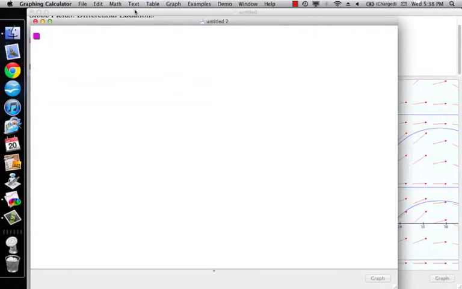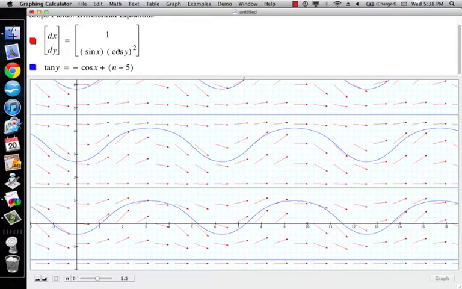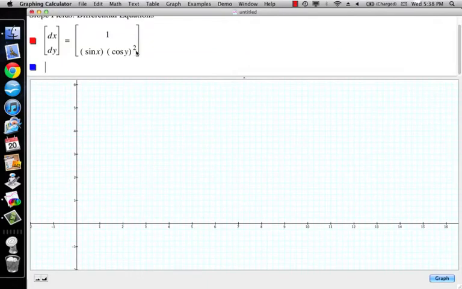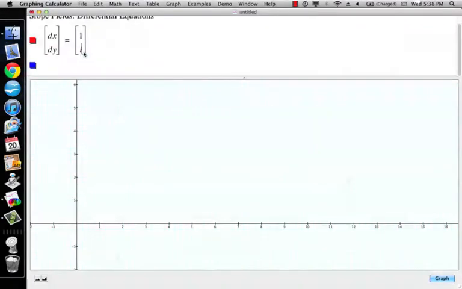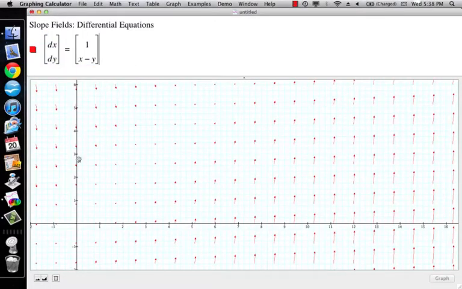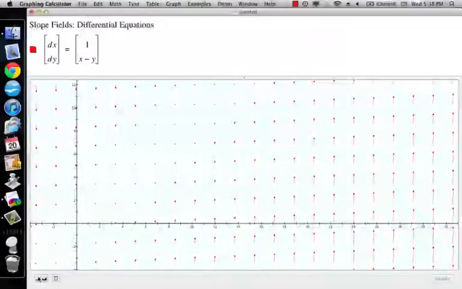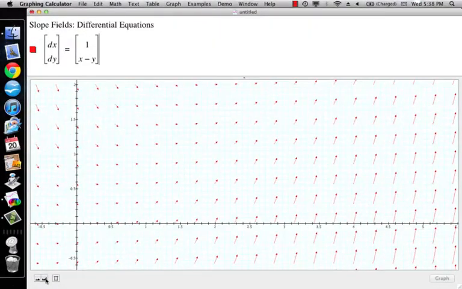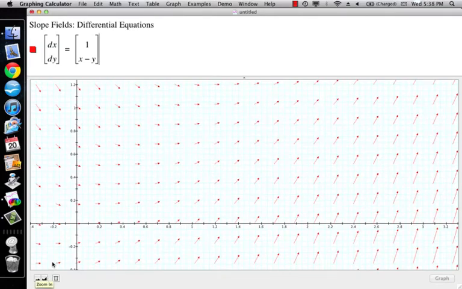And then for the next one, I might as well just change it around. Let's take this out and do x minus y. Okay, and let's zoom in a little bit. That's what I want to see right there. Now this is dy/dx equals x minus y.